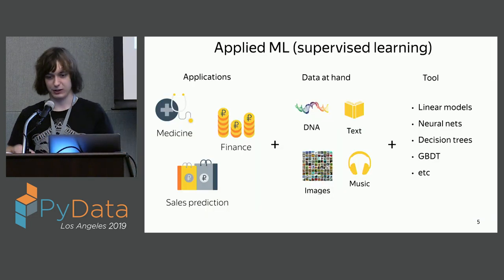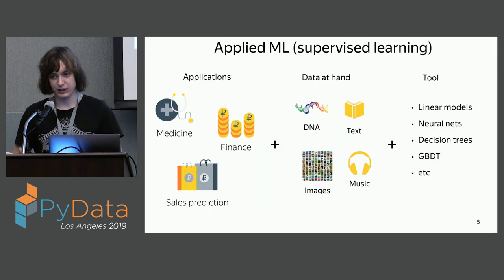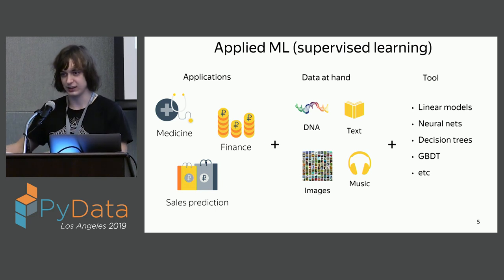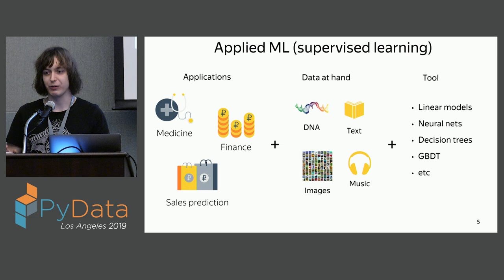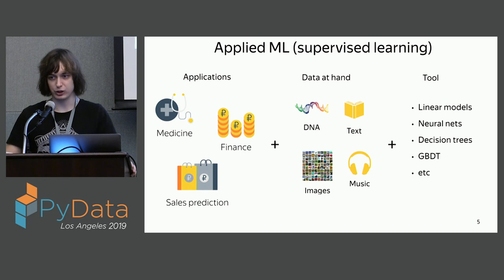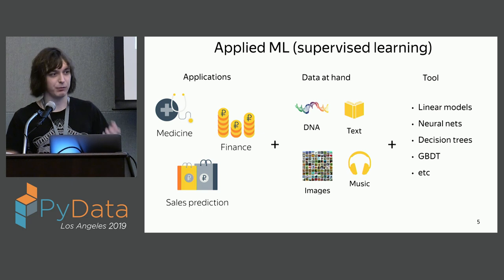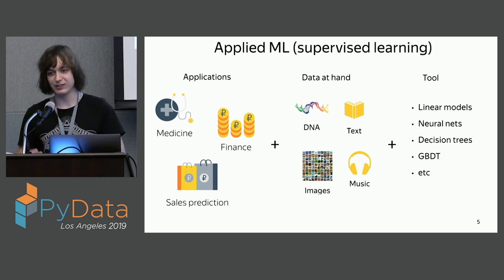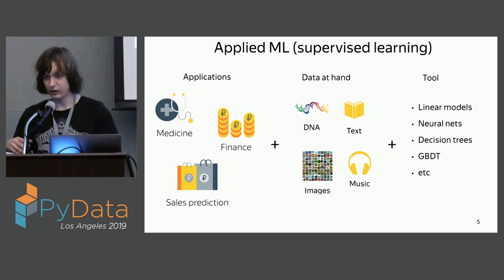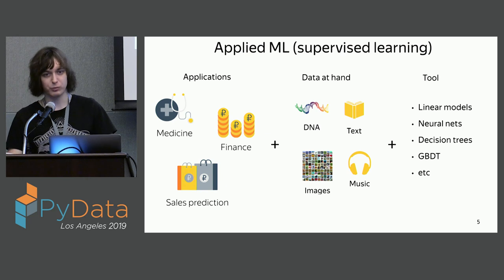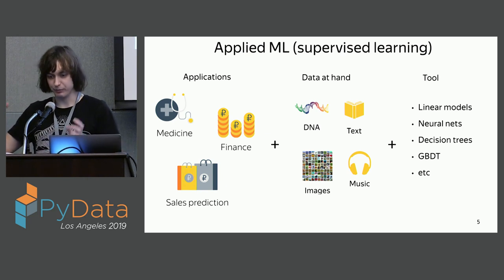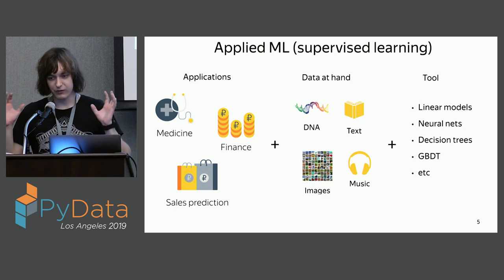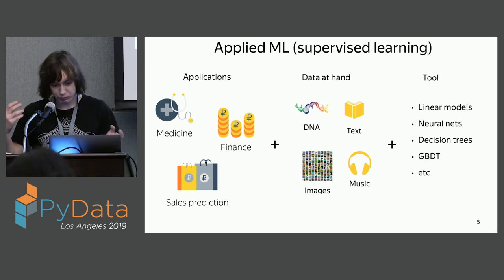And I want to start by explaining what boosting is about. Gradient boosting is a technique, as well as CatBoost is an implementation of the technique, that's designed to solve supervised learning problems. Here on the slide, you can see a very rough illustration of what supervised learning consists of in applied problems. Firstly, we have some applications like medicine, finance, or search engine, and so on. For this application, we have some data at hand. This data could be, for example, music, images. It could be something classic like numerical data, and so on. And with this data at hand, we want to solve our problem.